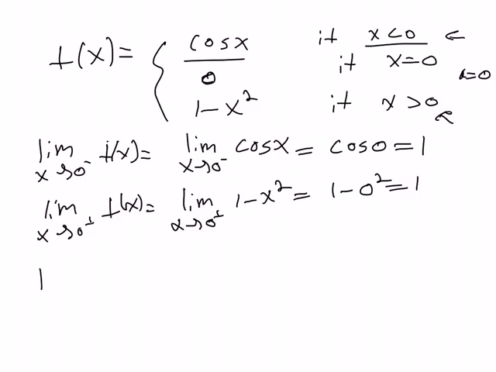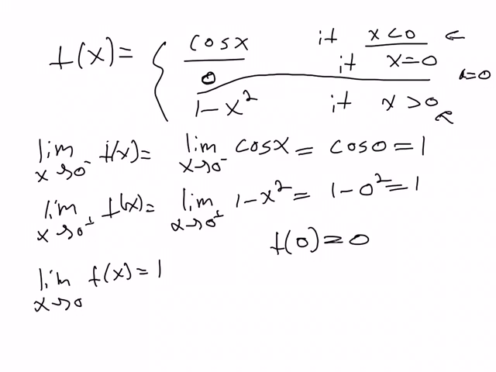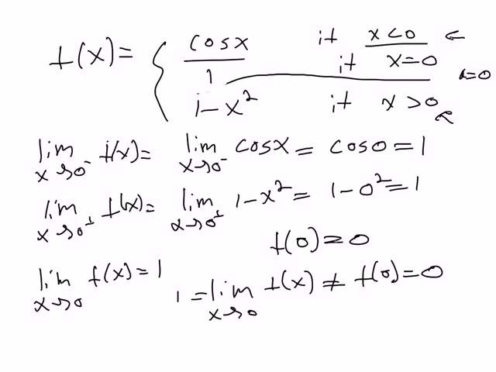So the limit exists. So the limit as x approaches 0 of f of x is equal to 1. The limit exists, but f of 0 is 0 because of this. So we have a discontinuity, because the limit as x approaches 0 of f of x, which is equal to 1, is not equal to f of 0, which is equal to 0. But if we change this to 1, now we no longer have a discontinuity. Now this function is continuous.